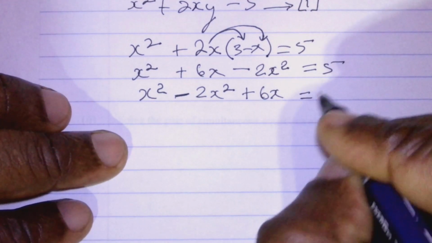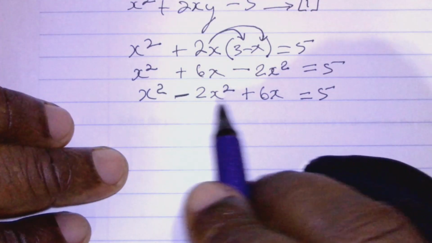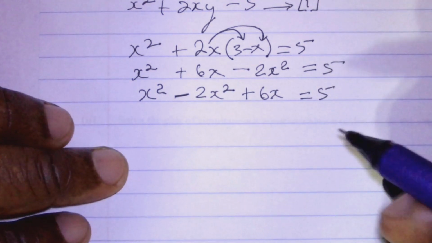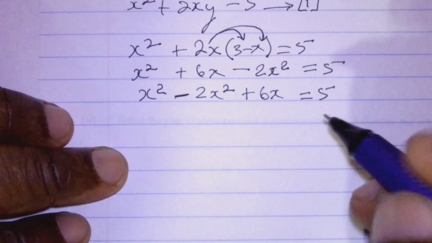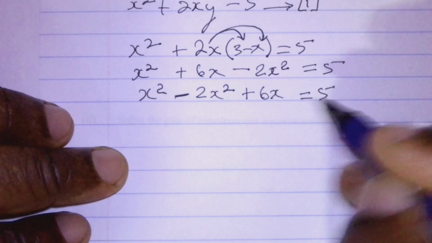Okay, next, I want to ensure that when I have a quadratic equation, it's equal to 0. You must have it equal to 0 in order to solve it. So this 5 on this side is the easiest one to move rather than moving all 3.